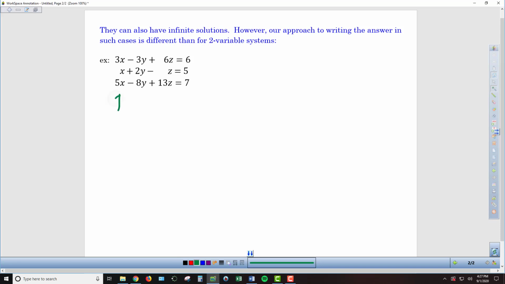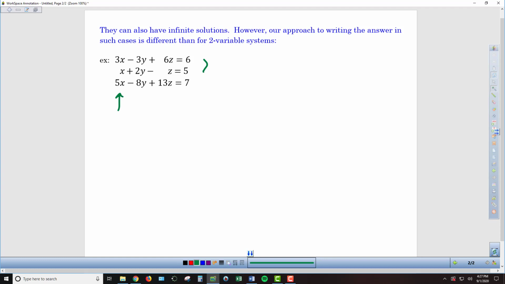And so in this case, I'm again going to go with the x's. None of them are terribly great. X is okay, z is okay, y is pretty bad. So I would go with the x's again here. So I'm going to start off and I'm going to combine the top two equations.